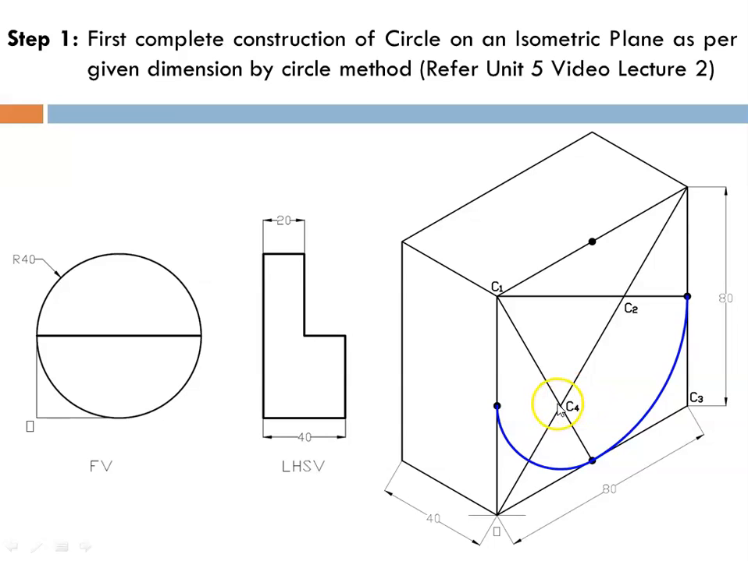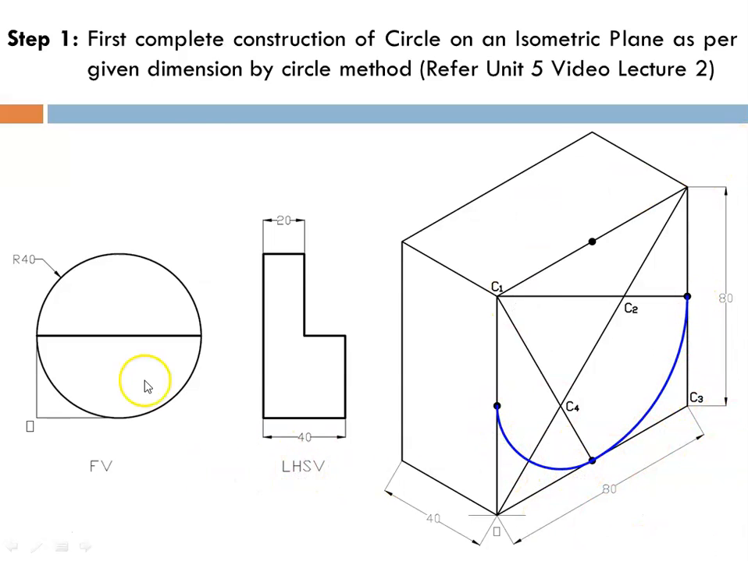Now with the help of C4 as a center and distance equal to up to this midpoint, draw an arc in such a way that it reaches the next midpoint. I repeat, center as C4, distance from C4 to this midpoint in a compass, draw an arc so that it reaches the next midpoint. So you can see here the semicircle is formed on the required plane.